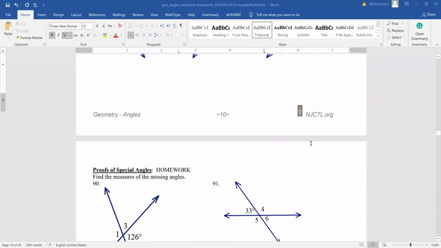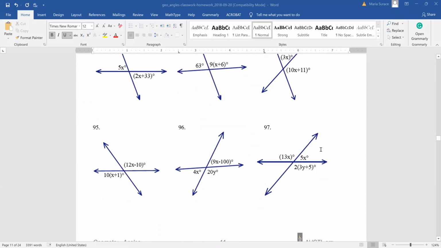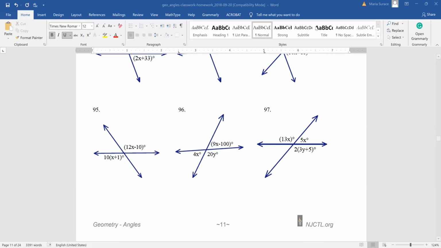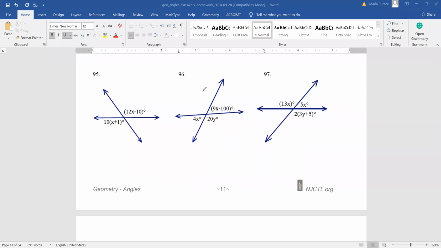Let's attempt one more difficult one from the homework section. Let's attempt number 96. So once again, 96 has two variables, an x and a y. So we first want to direct our attention to the angles that have the same variable, the 4x and the 9x minus 100, and we want to determine what's the relationship between them. They are both vertical angles, which would mean that 4x is equal to 9x minus 100.